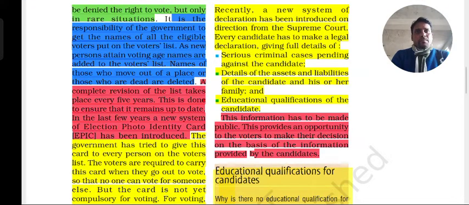Okay, and the government has tried to give this card to every person on the voter list. And this card, whatever is being made, that is the election photo identity card, the government makes it for each and every citizen aged 18 or above, those who have the right to vote. And the voters are required to carry this card when they go out to vote.